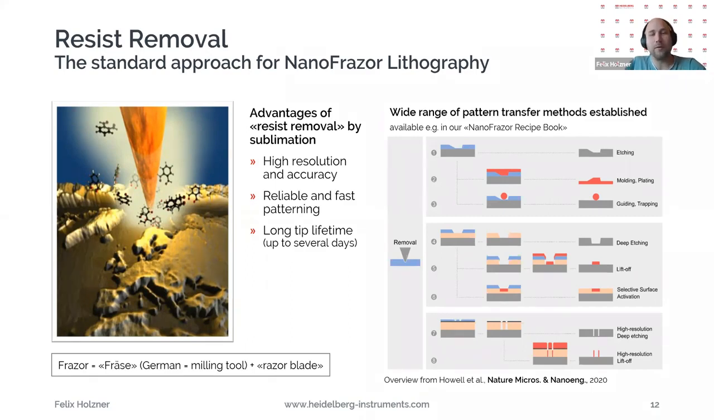Also very important, if you use this approach, you do the lithography just in this thermally responsive resist, but then you have a whole slew of recipes available to convert it into all kinds of materials by different means. So you can do high quality material transfer by lift-off, etching, molding, plating, and so on. That's very important because in the end, you want to fabricate real nano devices. And we have a whole recipe book covering all these processes available for our customers.